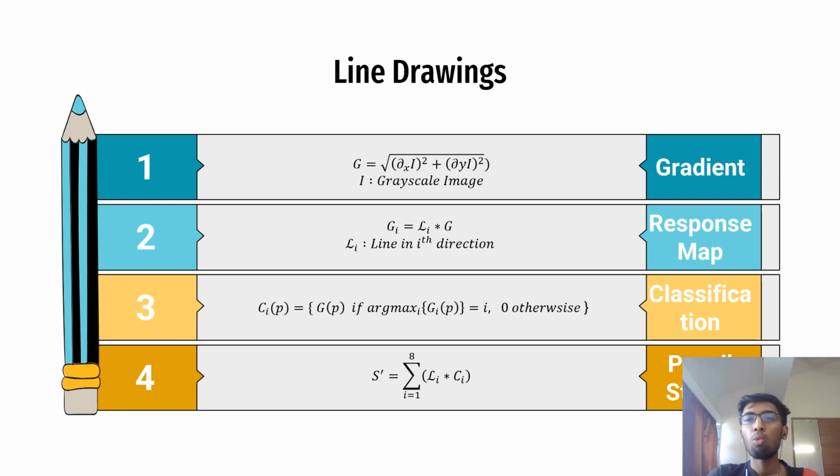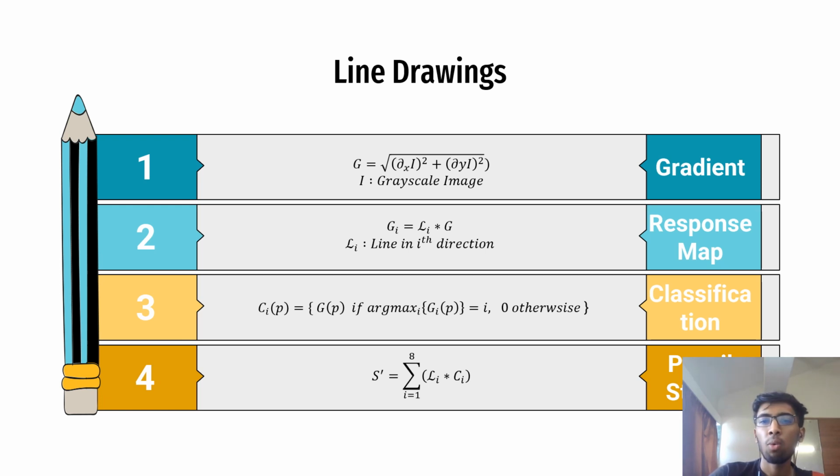Our main goal was to classify our gradient G into 8 different directions, so that we could identify which pixel is dominant in which direction. So we perform the classification: we take a pixel and check its response map in all the eight directions. If the pixel is dominant in a direction, that means it has the maximum value in the response map in that particular direction, we classify it into the ith direction.